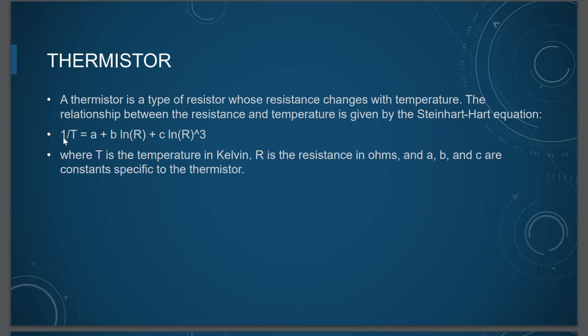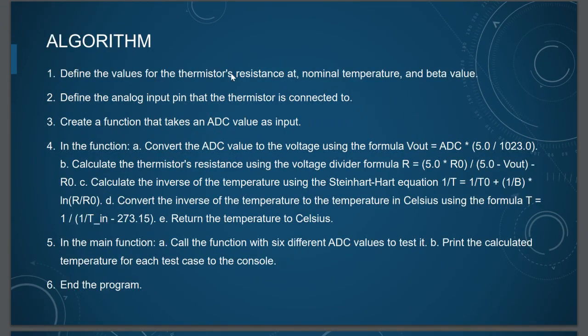The Steinhart equation is 1 by T equal to A plus B ln of R plus C ln of R cube, where T is the temperature in Kelvin and R is the resistance in ohms, and A, B, C are the specific constants for the thermistor. So this is the algorithm for that.